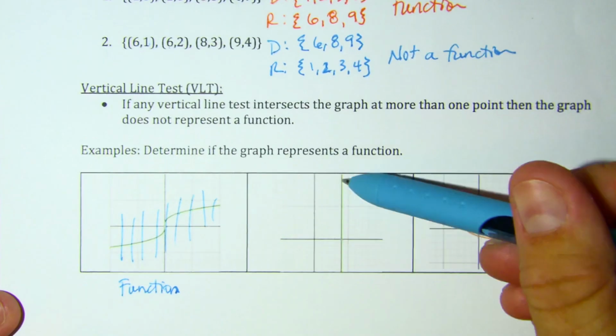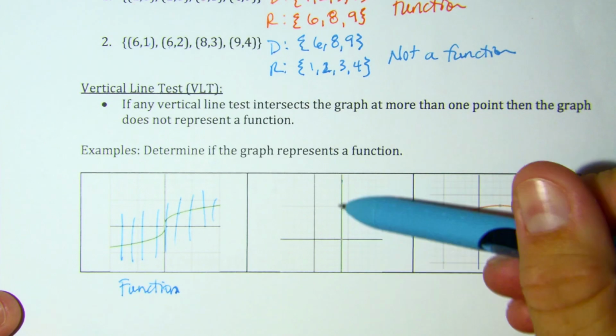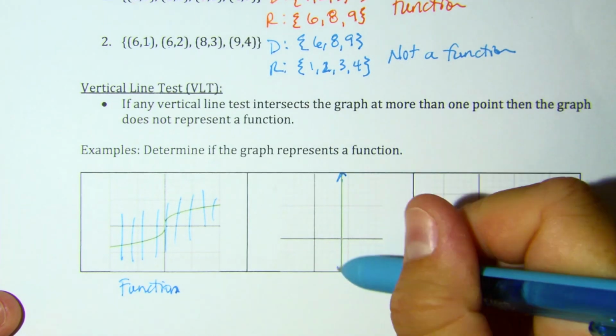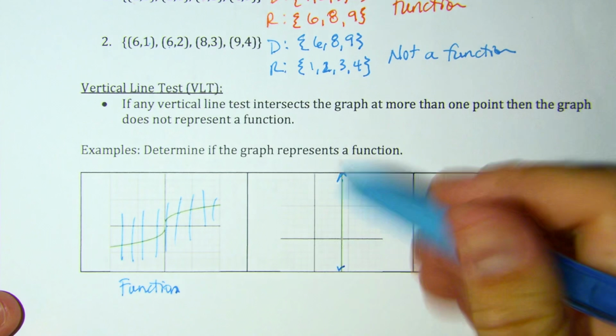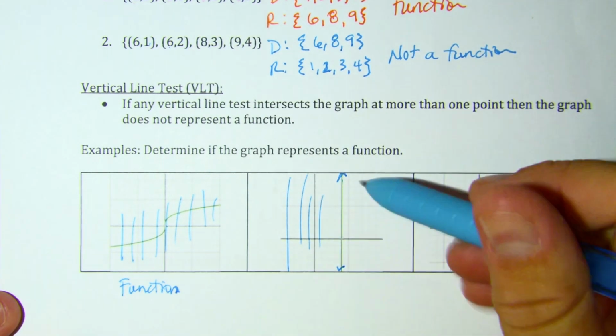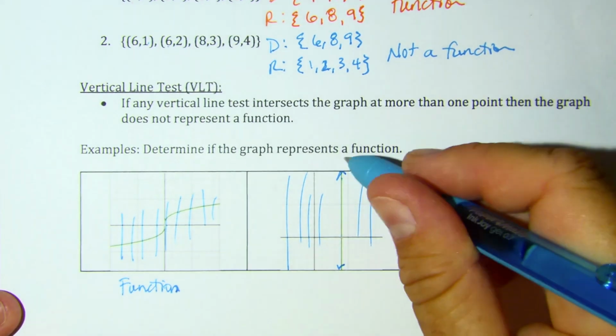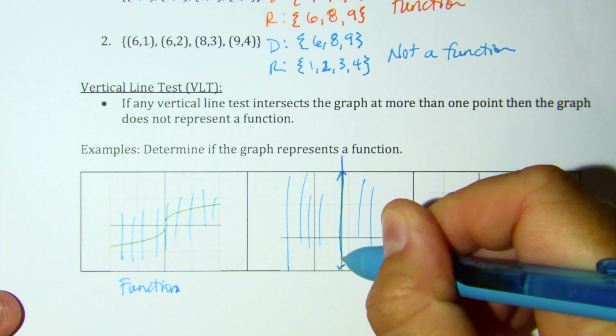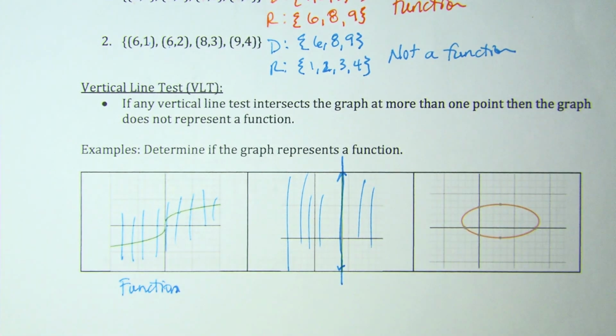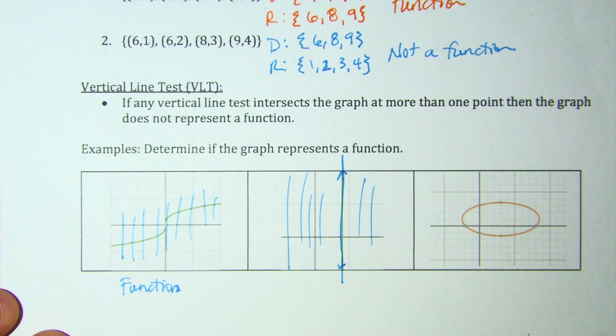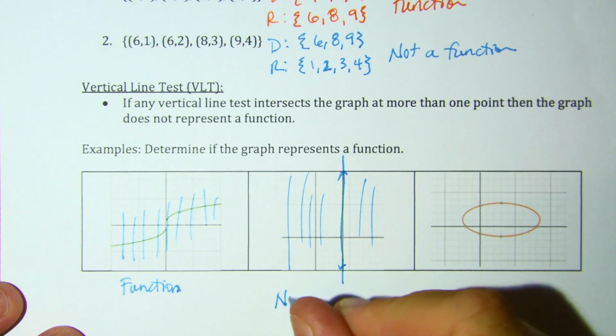Now this next one, we have the vertical line right here in green. Let me just make that a little bit clearer here. This is the line we're looking at. I could draw vertical lines over here and it doesn't hit at all. Over here it doesn't hit at all. But if I draw this vertical line, not only does it hit more than once, it hits at every single point. Because it hits more than once, it is not a function.